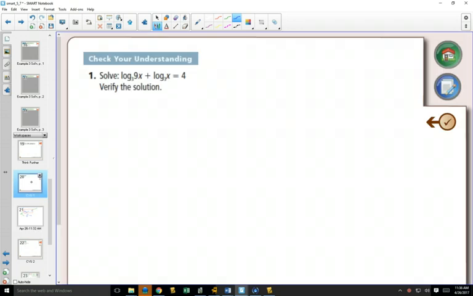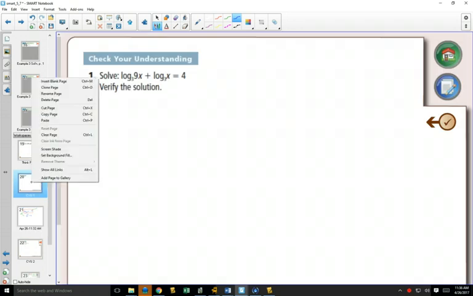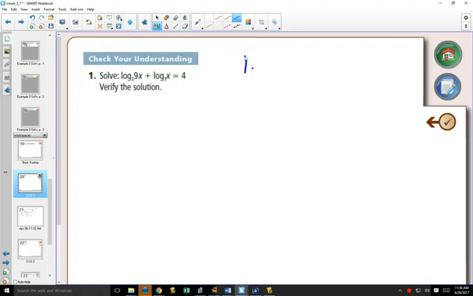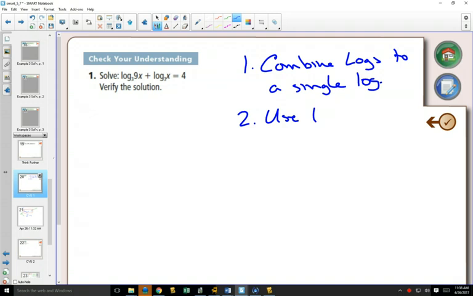So as far as our steps go for solving a log equation, the very first thing that you're going to do, number one, is combine your logs to a single log. Because if you can combine it to a single log, then you can use the definition and change to exponential.